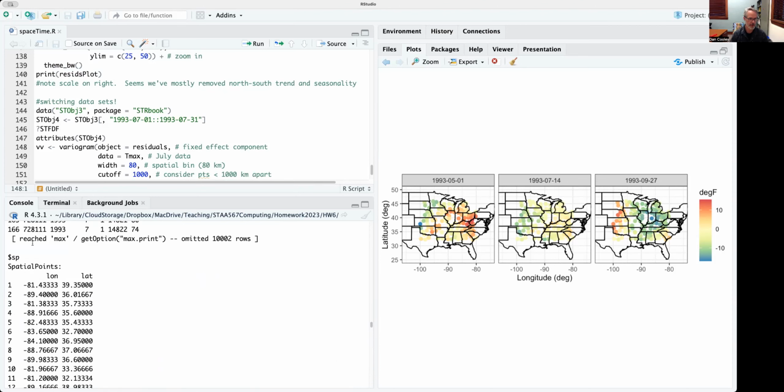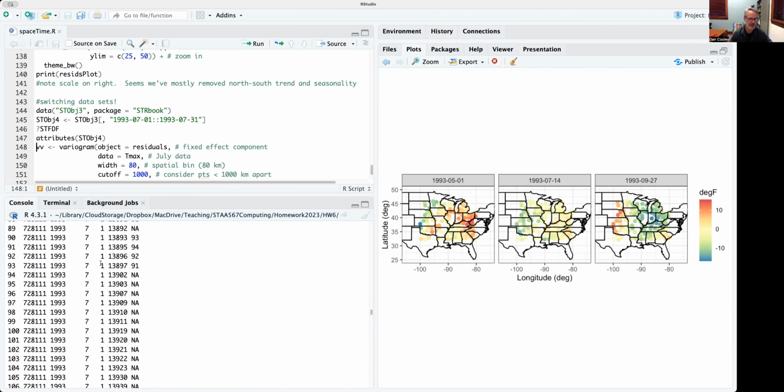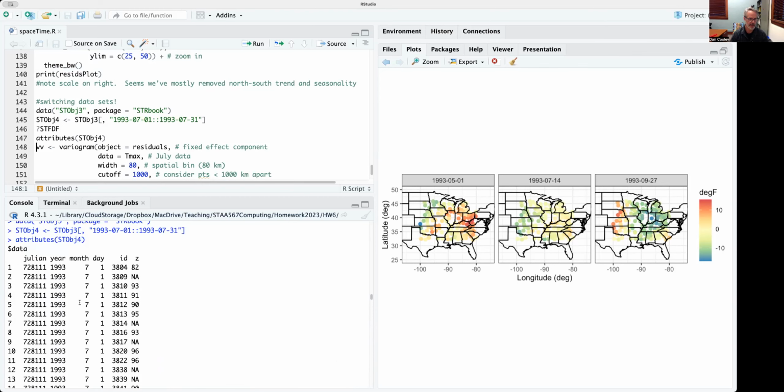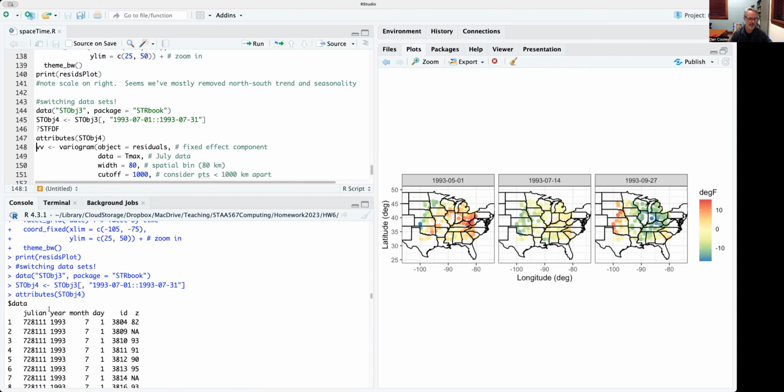So here are the spatial points. This gives us the locations of all of our points. And then the data is stored in this thing here. This is just a specific format to work with the tools for the space-time library that goes along with the book. And rather than spend the time working our residuals into that format, let's just work with this dataset.